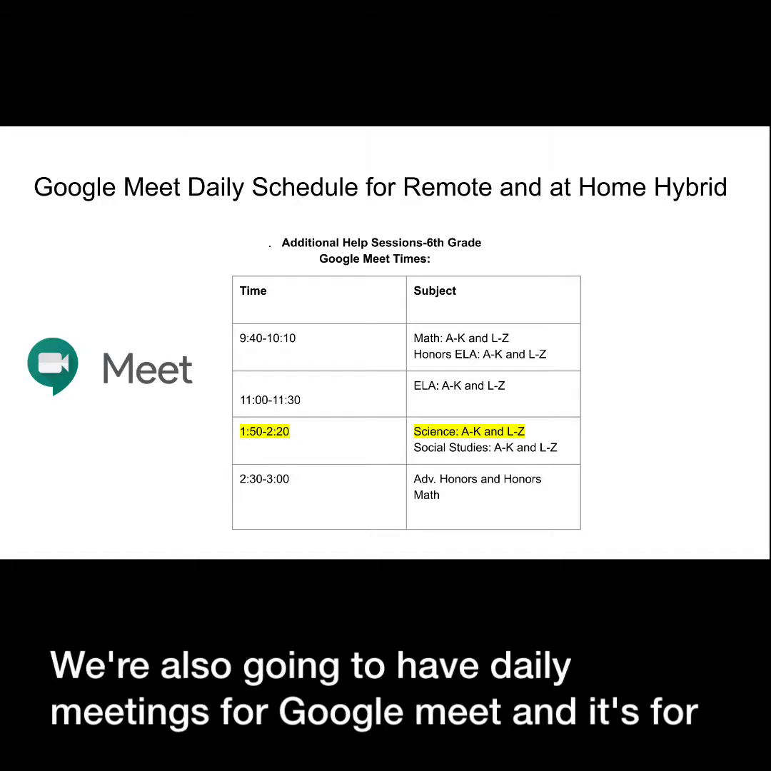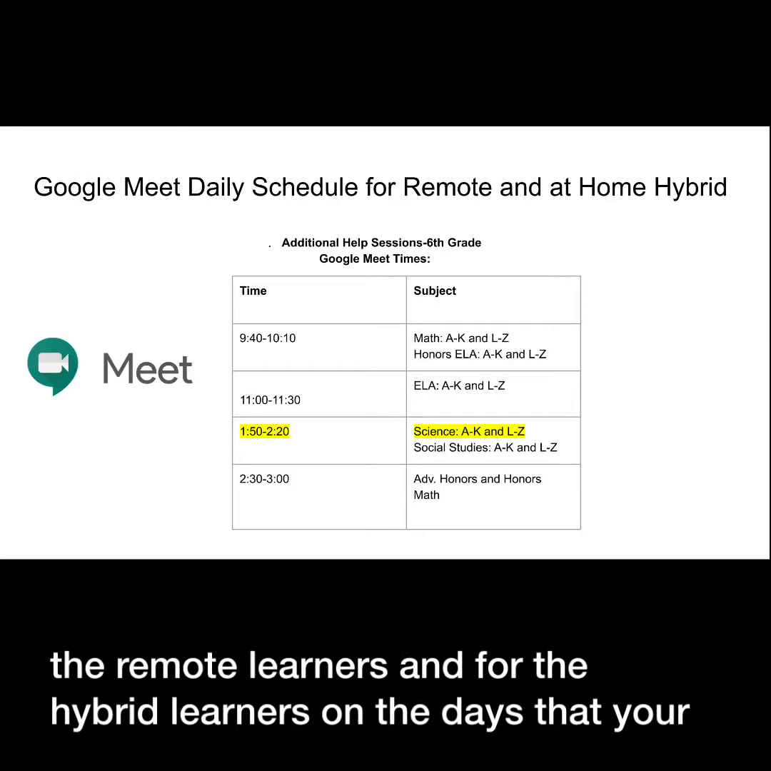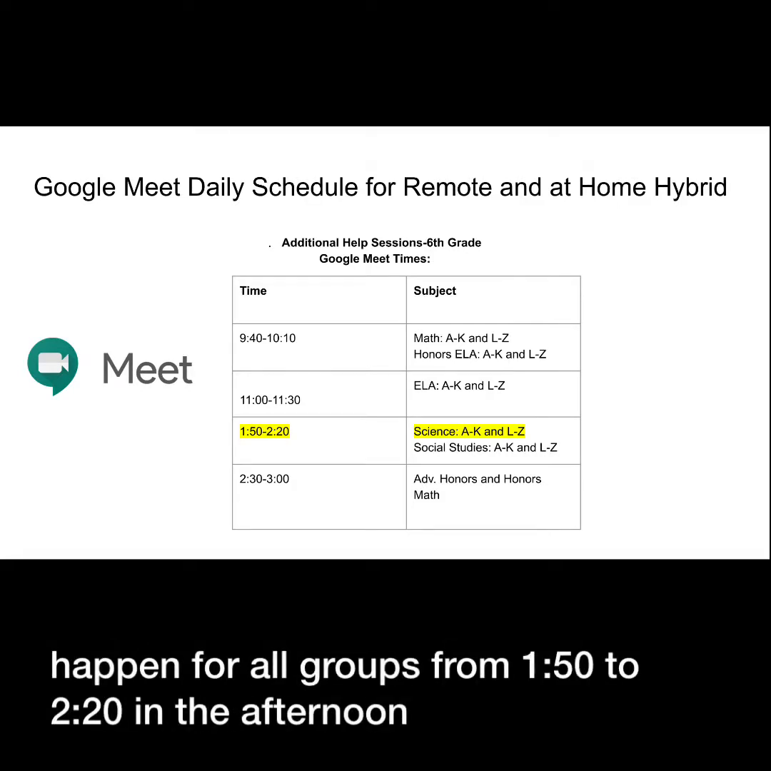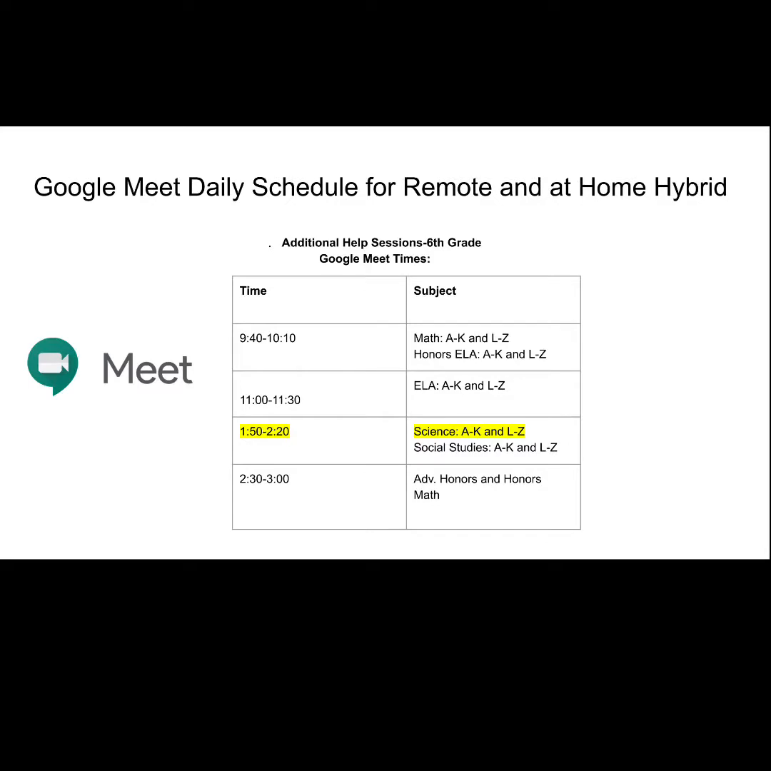We're also going to have daily meetings for Google Meet, and it's for the remote learners and for the hybrid learners. On the days that you're home, you'll attend those Google Meets. And those meets for science happen for all groups from 1:50 to 2:20 in the afternoon.